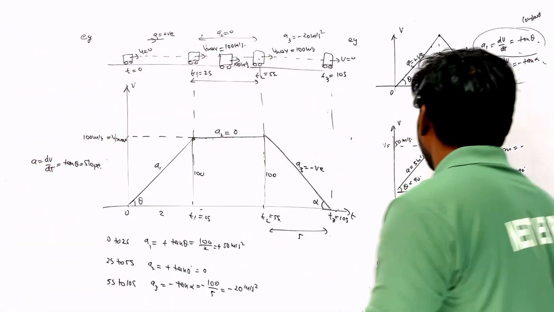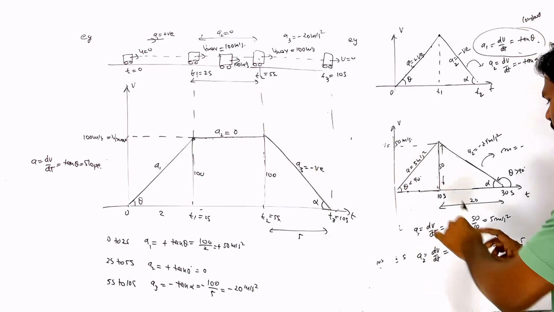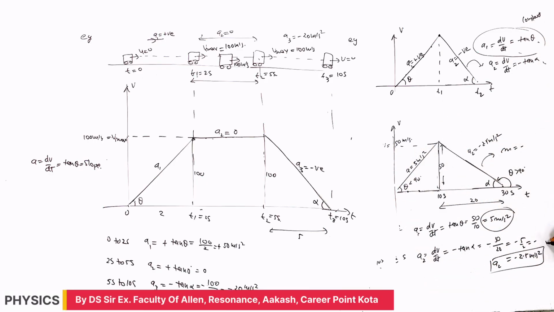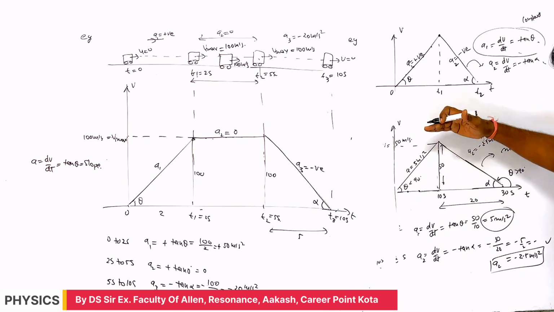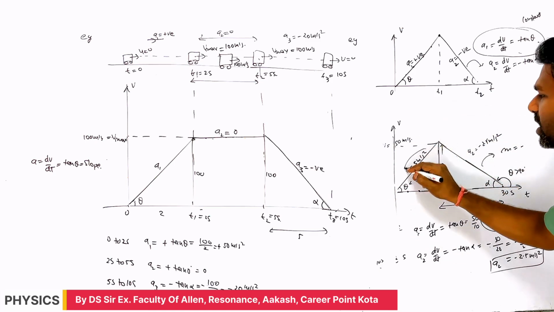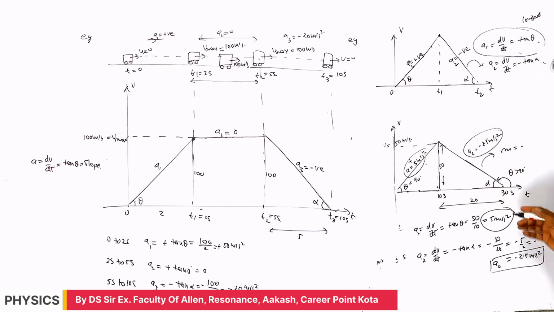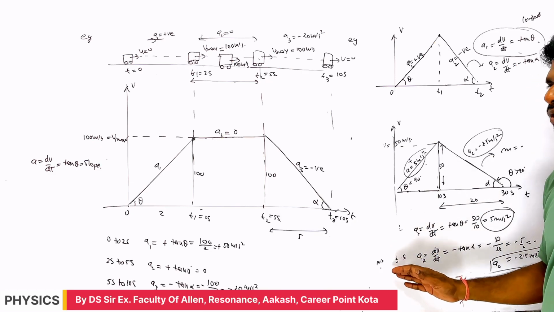In this case also we have done. This is the straight line in the VT graph with the positive slope, so acceleration is positive. This is the straight line with negative slope, so the acceleration is negative. Velocity is increasing, velocity is decreasing. If acceleration is positive, velocity increases. If acceleration is negative, velocity will decrease. You understand this concept or not?